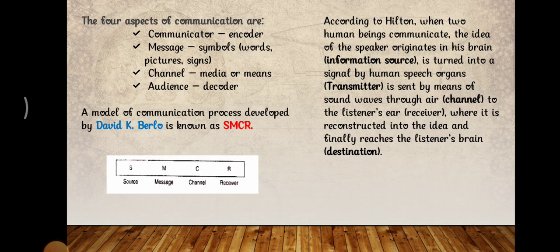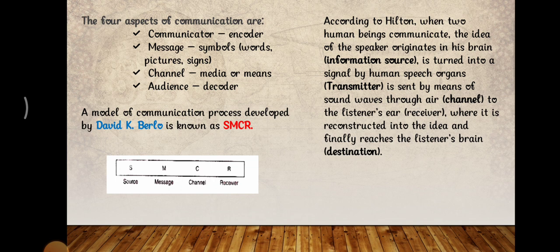Now there are four aspects of communication. Here the communicator is an encoder, message is a symbol, channel is a media, and audience is a decoder. A model of the communication process developed by David K. Berlo is known as SMCR.